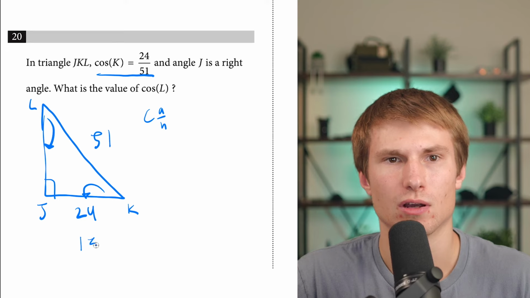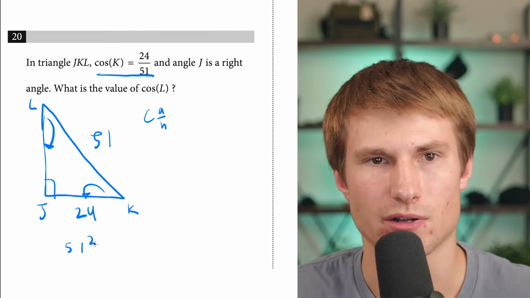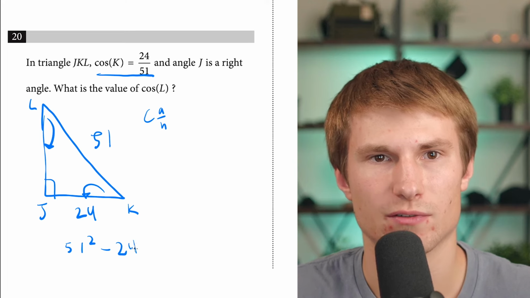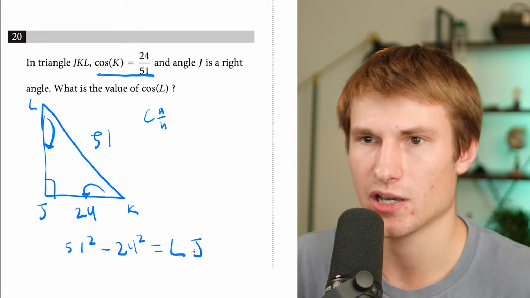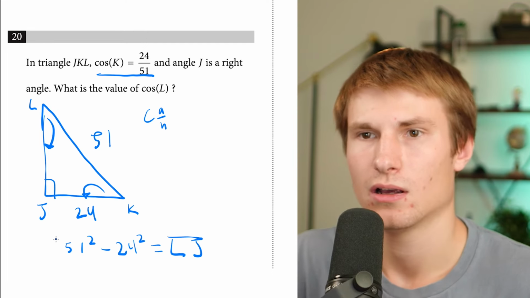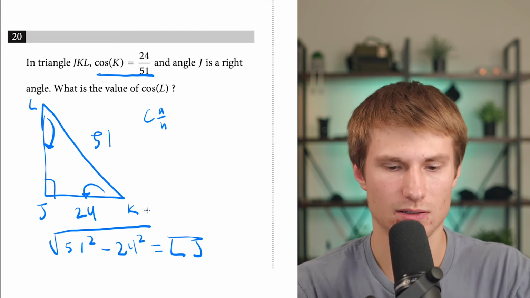So we'll go ahead and do 51 squared. We're just using a squared plus b squared equals c squared here, but obviously we have to move things around a little bit in order to get this value of LJ. So LJ, this side length, is going to be the square root of this. Let's put this in the calculator and see what we get.